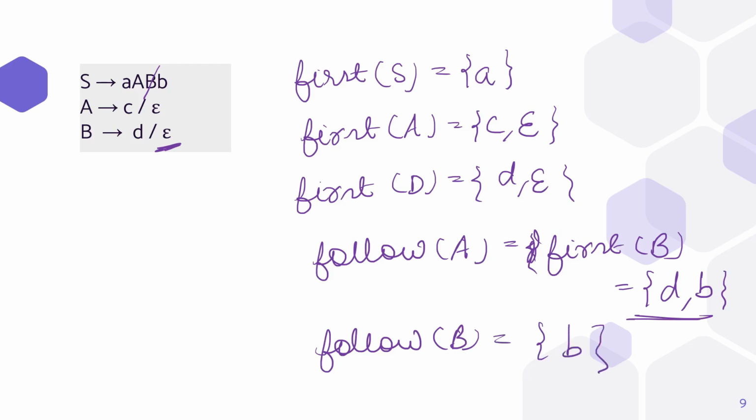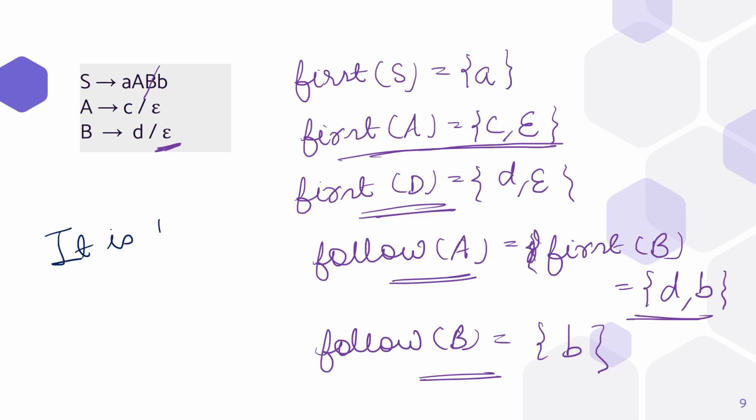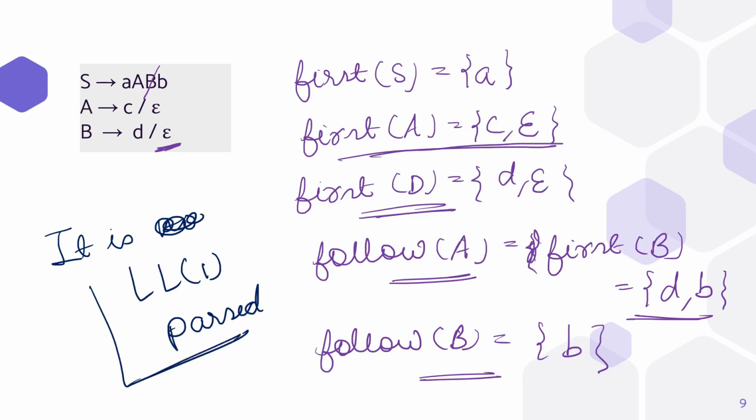b. So here you can see that there is no intersection between first of A and follow of A, and there is no intersection between first of B and follow of B. So since there is no intersection, we can say that it is an LL1 parser. Because there is no intersection, we can say that it can be parsed by an LL1 parser.